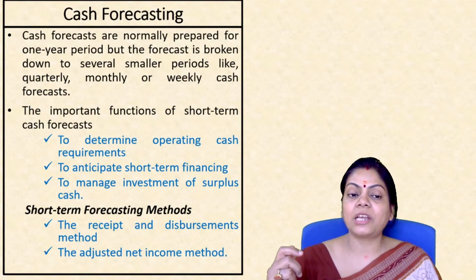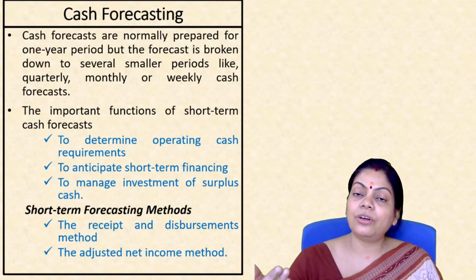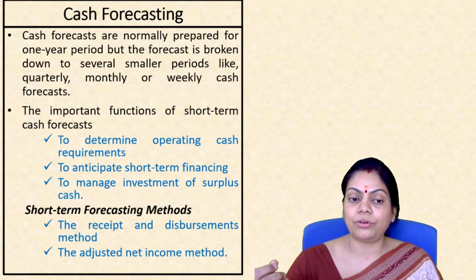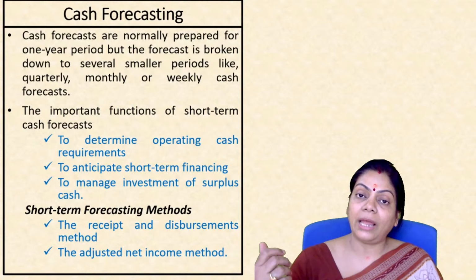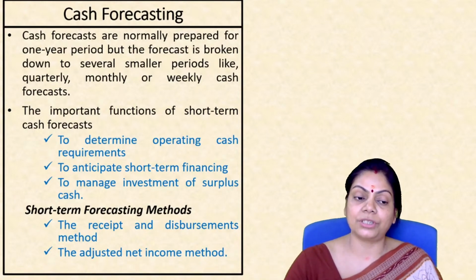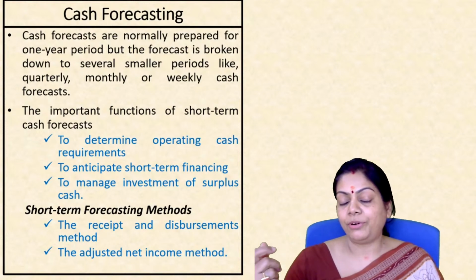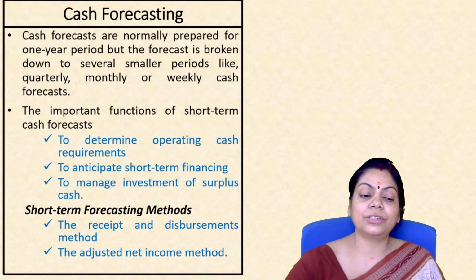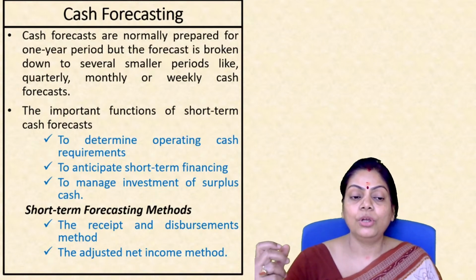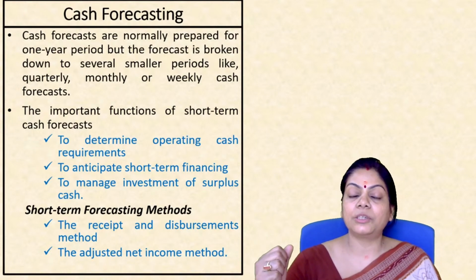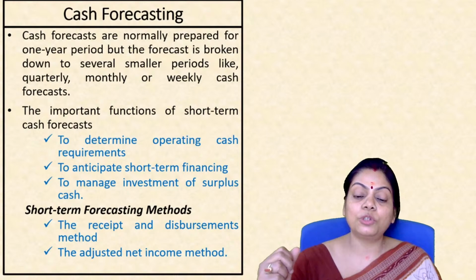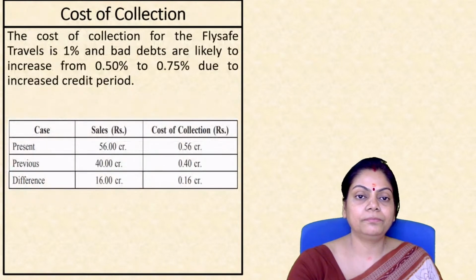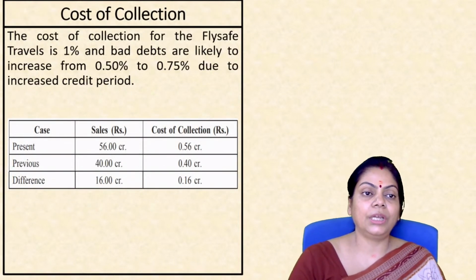Why is the short-term cash forecast very much needed? Because it determines the operating cash requirement. It also anticipates the financing needed in the short range, and it helps us decide what we will do with our surplus funds. Among the various forecasting methods, we have the receipt and disbursement method, and we also have the adjusted net income method. The receipt and disbursement method is the one most popularly used for the preparation of the cash budget.